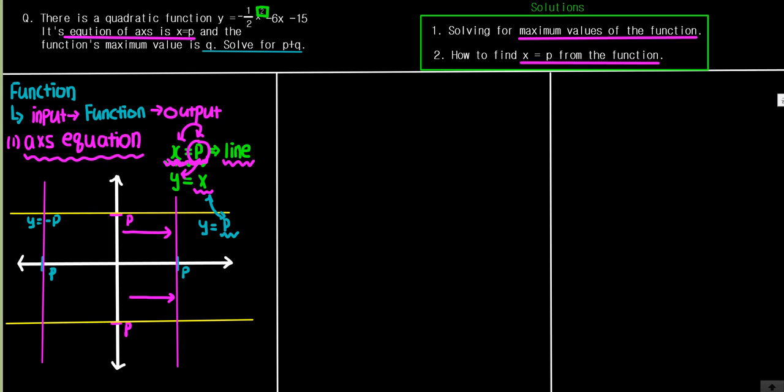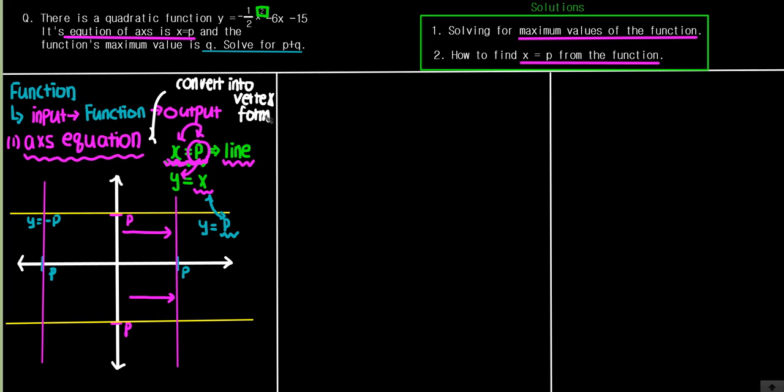We figured out what an axis equation is, so let's think about how to solve this. The way to do it is, at first, we need to convert this into vertex form.